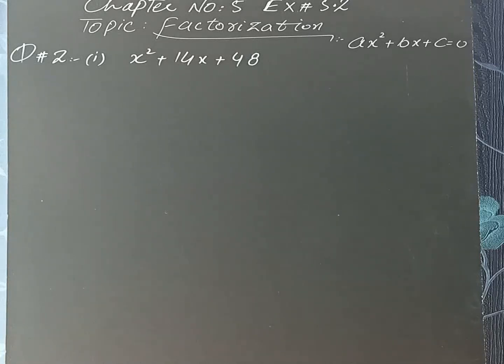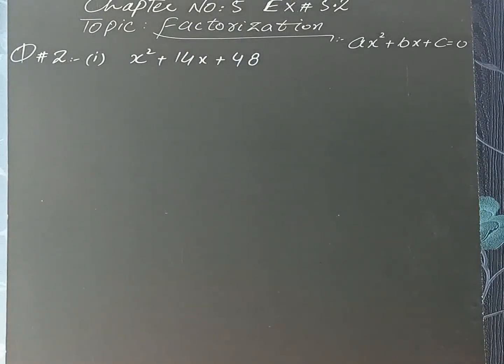Hi everyone. Today we'll solve the next type of factorization, because our topic is factorization. The fifth and sixth types of factorization we have done before. Now we are going to talk about the next type, that is the type ax squared plus bx plus c. If the expression is of this type, it is also called the quadratic equation.